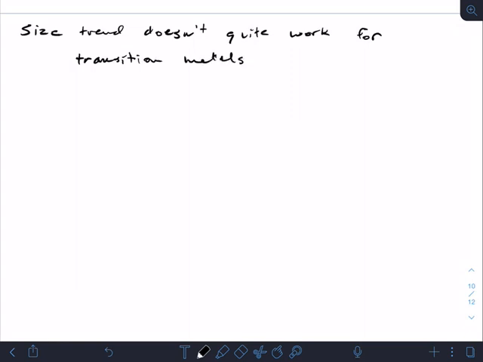aberrations in the size trend. Generally, you can figure out what atomic size is going to look like just based on their positions on the periodic table. But the size trend doesn't work for a certain group. You may suspect what group of elements that is, based on how I generally refer to this particular group. And surprise, surprise, it's the transition metals.